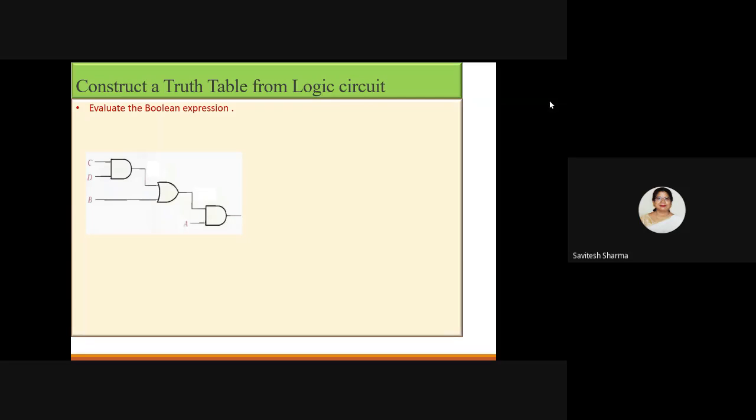You will start from the leftmost input. You see the input variables are already written along with the gates, so you will start with the leftmost portion. What is the leftmost portion? This one is the leftmost portion, and this one is the rightmost portion.